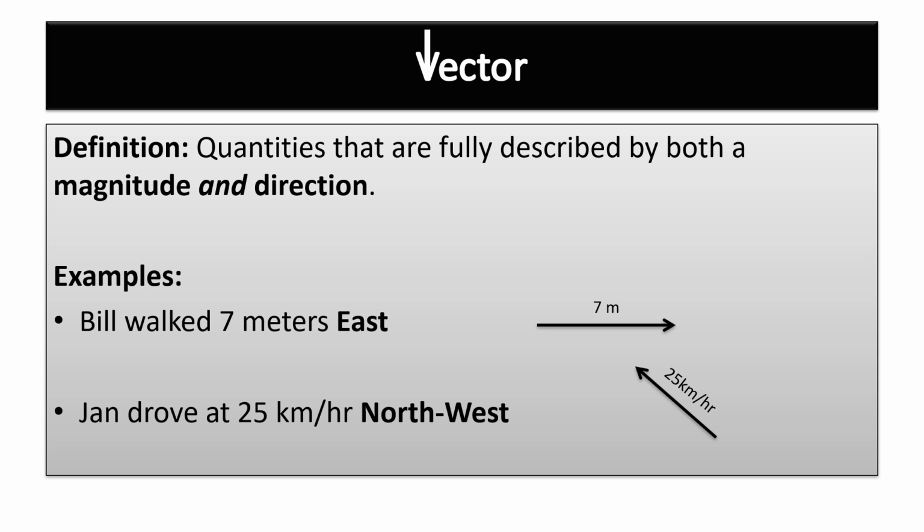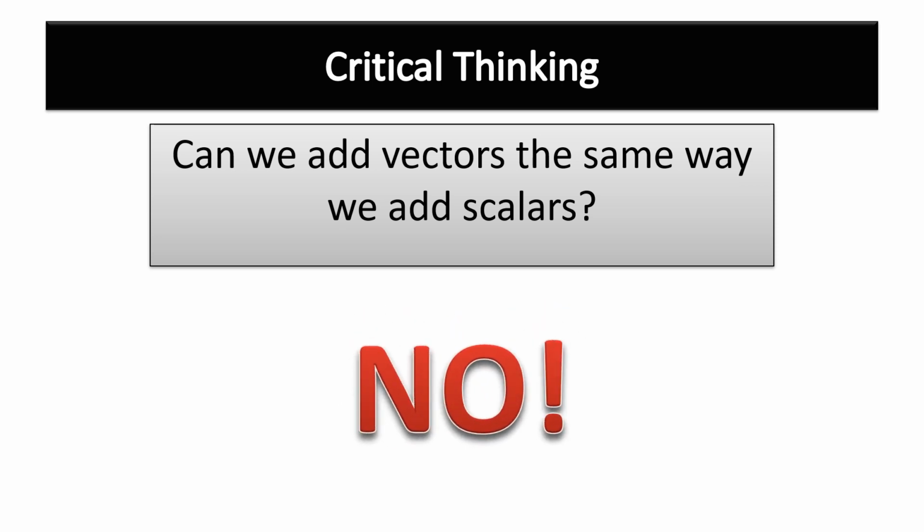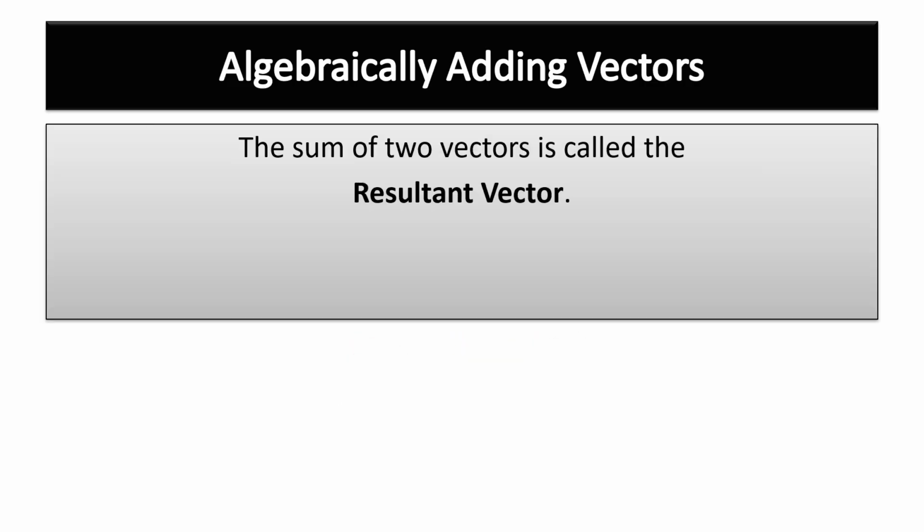Oh, and look at this. A former student said, oh, that V looks like an arrow, and arrows are vectors. So if that helps you remember, vector is an arrow. It needs a direction. That's a cool way to remember that too. Critical thinking. Can we add vectors the same way that we add scalars? It was easy to add the scalars. No!